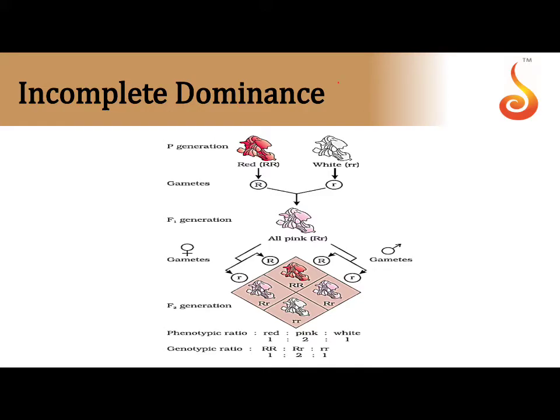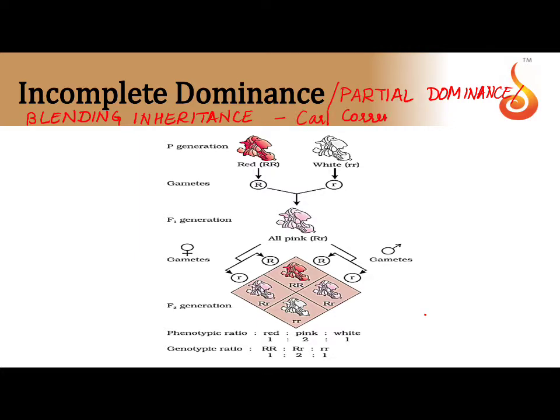Incomplete dominance, also called partial dominance, or we also call it blending inheritance, was proposed by a scientist named Carl Correns in the year 1900. This is non-Mendelian genetics because it does not follow the same rules of Mendel's.